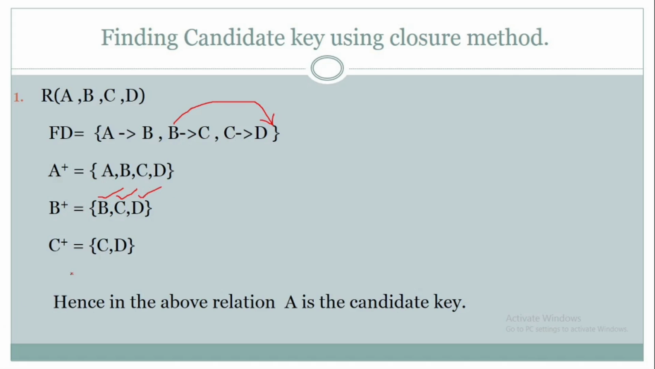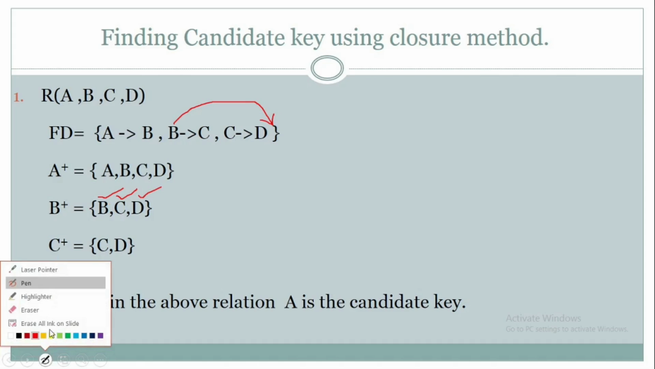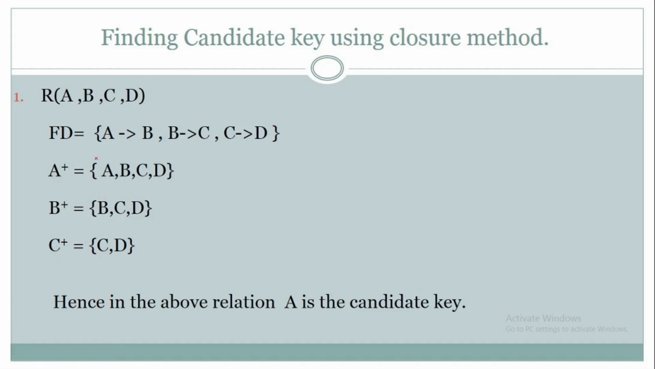And let us look into the closure of C. Initially C determines itself based on the reflexive rule, and C determines only D here. Now looking at finding the candidate key.